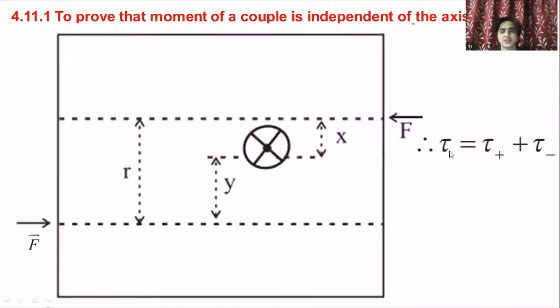Now this torque is the total torque acting on the body. It is tau plus and tau minus. That is, the torque due to this force, which is in this direction, the left side, and the torque due to minus F, which is exactly in the opposite direction. But both produce rotation in the anticlockwise sense.